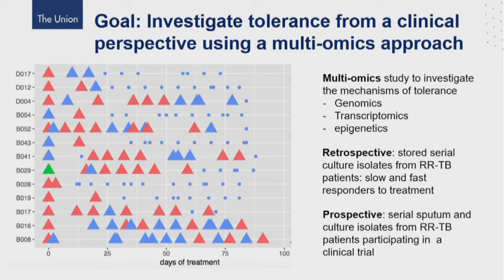Then we will also do a prospective study where we will not only look at cultures but also at sputa, and do serial multi-omic studies on these isolates of patients who were in a clinical trial. I had hoped that I would be able to present some of the retrospective data, but the analysis, as often in research, is a bit delayed. So what I will focus on is what we know from literature, and hopefully next year or later I'll be able to present more real data.